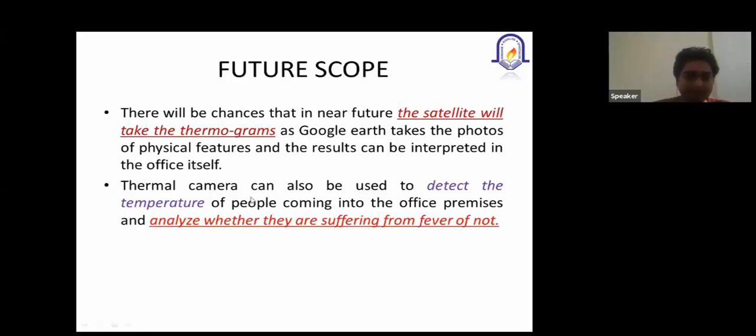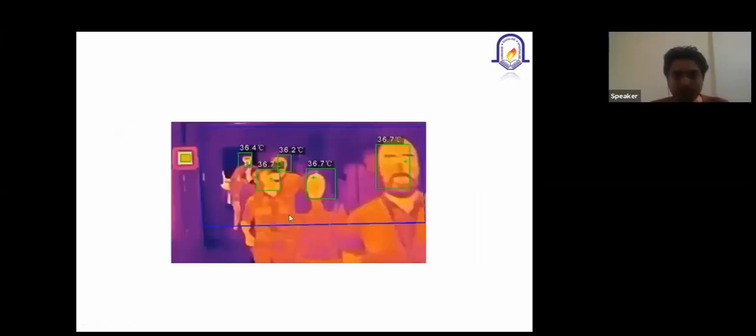Okay, and this is the second future scope. Thermal camera can also be used to detect the temperature of the people coming into the office premises and analyze whether they are suffering from fever or not. So in this COVID era, we can use this. Say for example, in our college campus, we just install one thermal camera in front of the gate, and whosoever is getting inside the campus, we can directly detect in this fashion. Whosoever is coming, we can directly detect the temperature of that particular person.